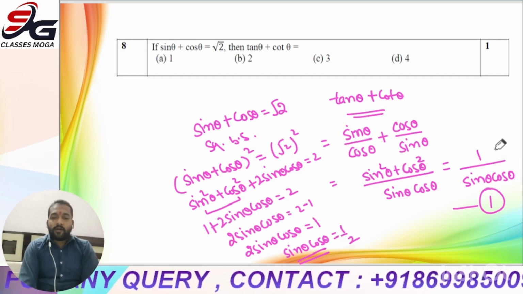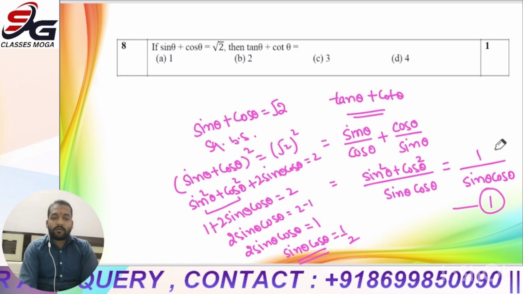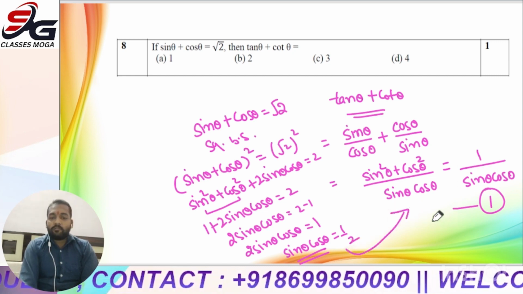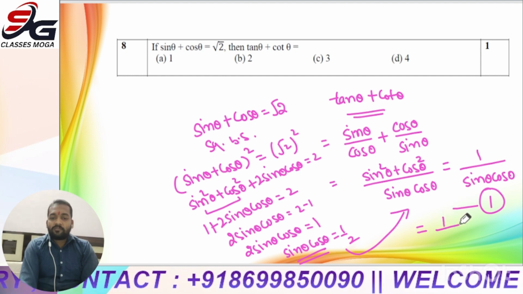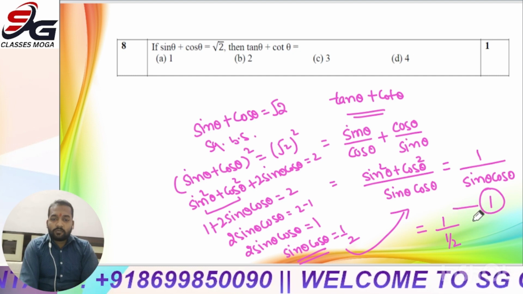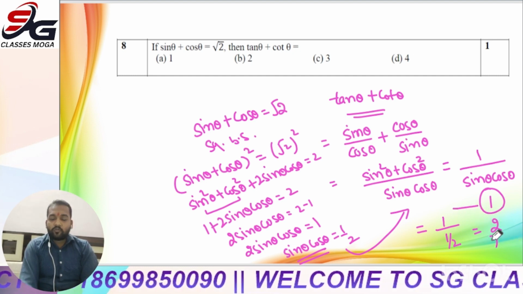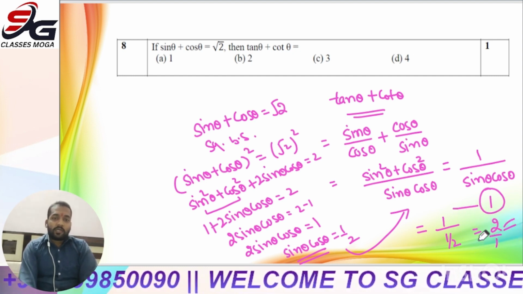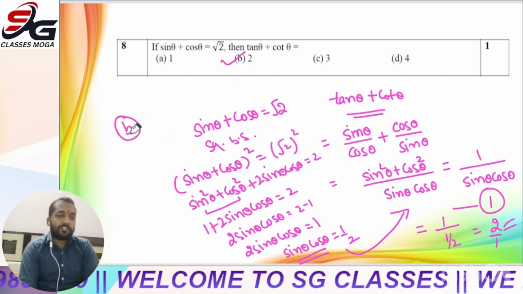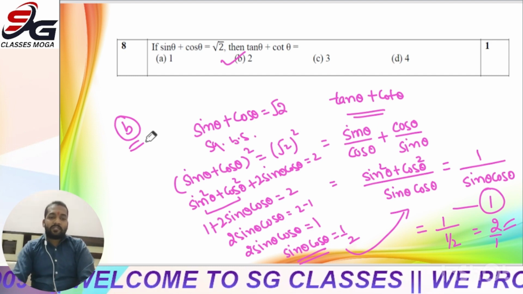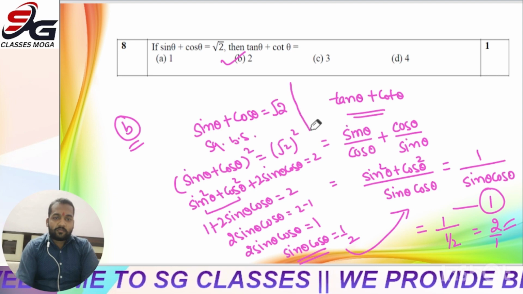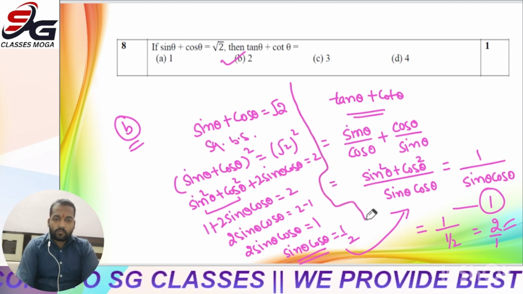So put in equation 1 the value of sin theta cos theta. When you put this value, your expression becomes 1 over sin theta cos theta, which is 1 over 1 by 2. So this 2 comes in the numerator, it becomes 2 by 1. So 2 is the correct option. So option B is the correct answer of 8th question.